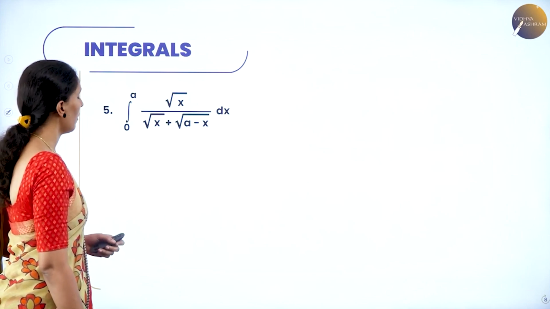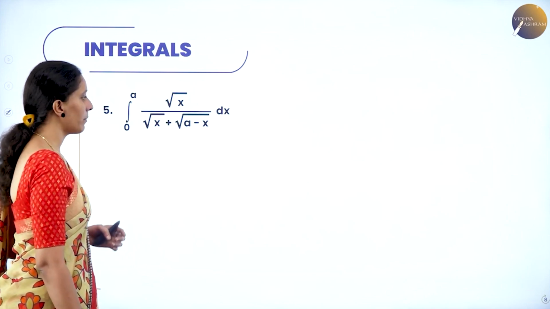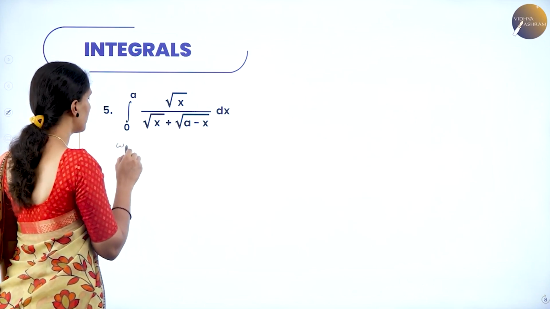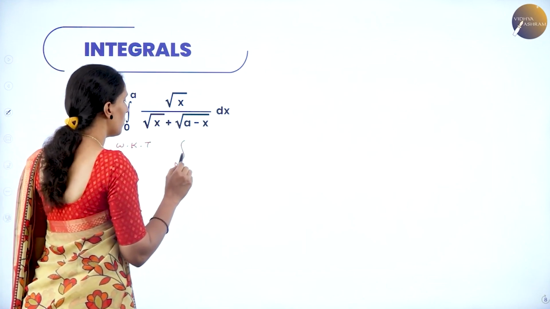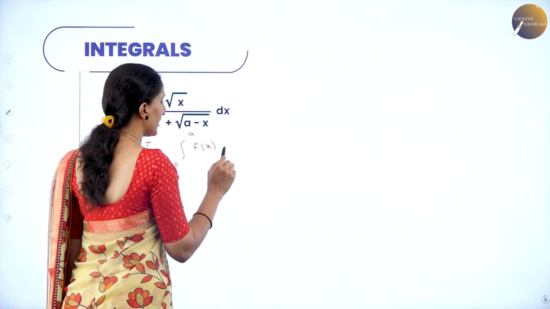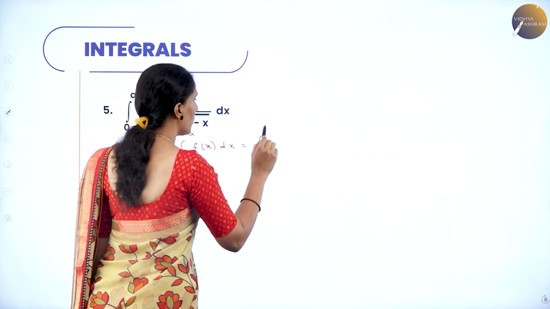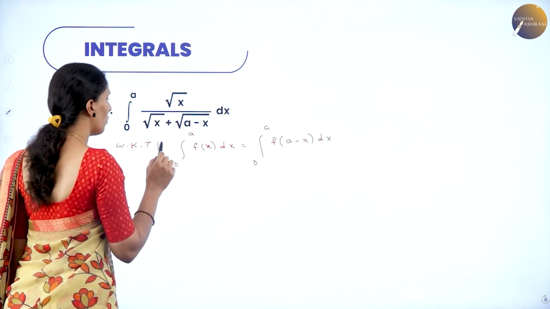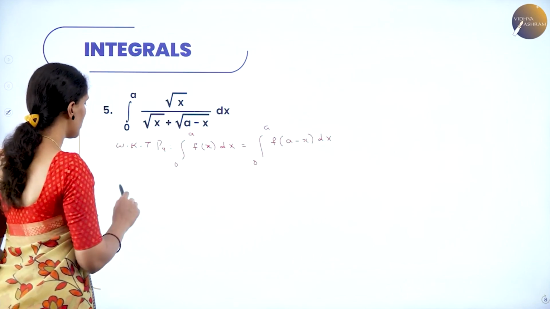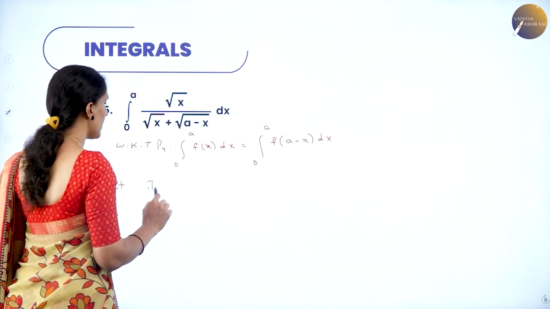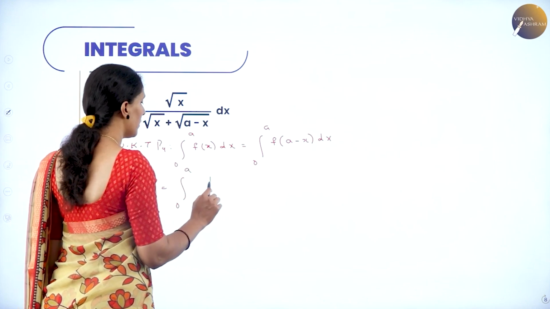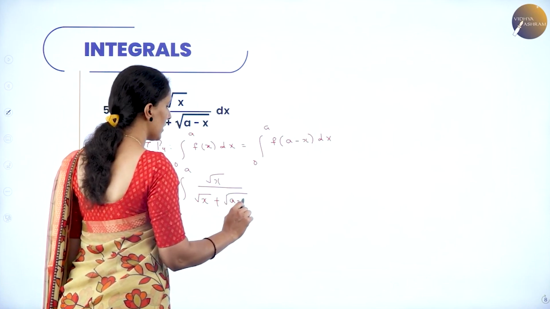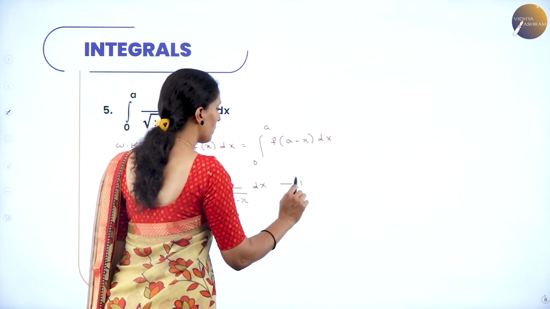Next, the integral from 0 to a of root x divided by root x plus root of a minus x dx. So here we know that the integral from 0 to a of f of x dx can be written as the integral from 0 to a of f of a minus x dx. That is property number 4. So now let I be equal to the integral from 0 to a of root x divided by root x plus root a minus x dx. Let me take this as equation 1.